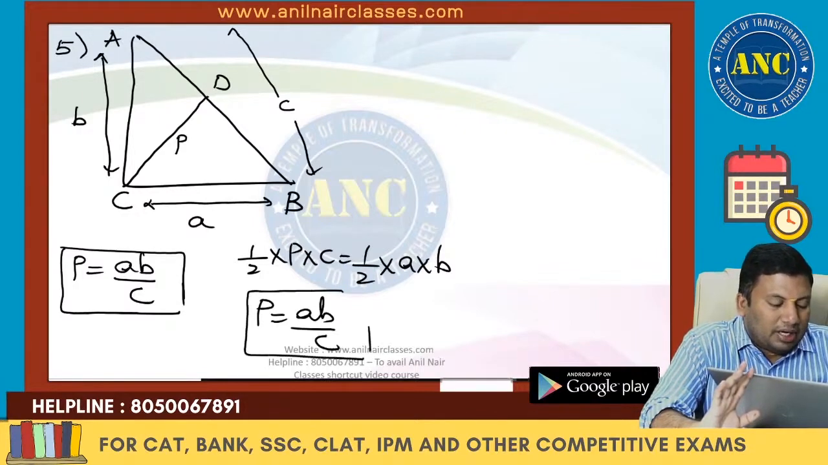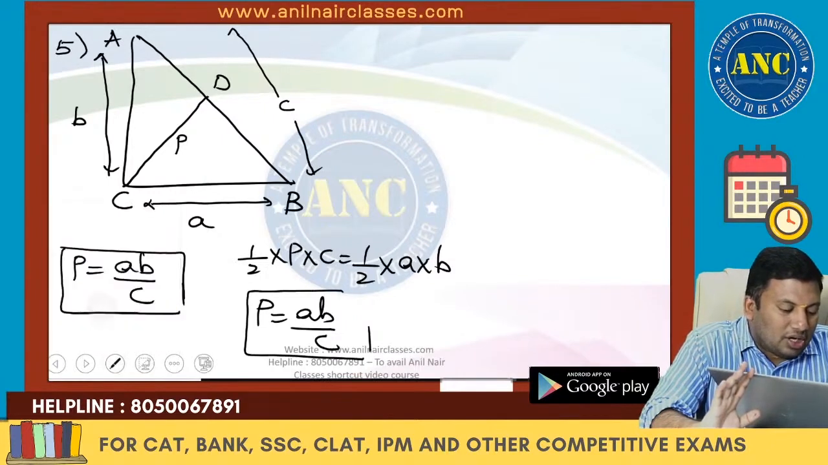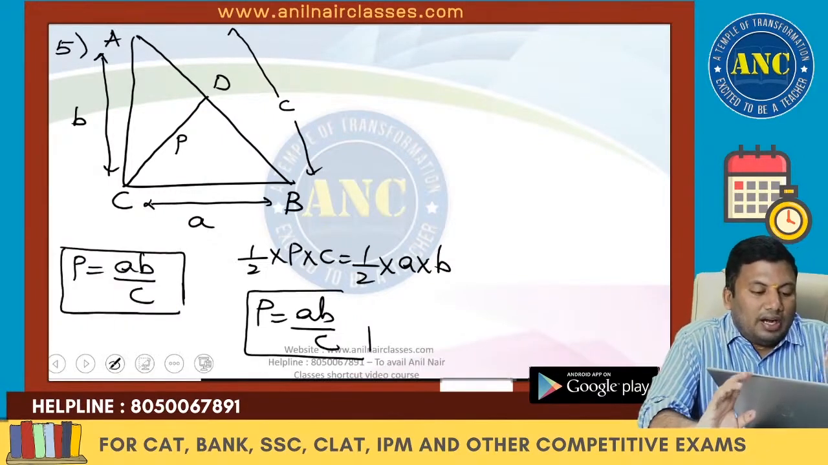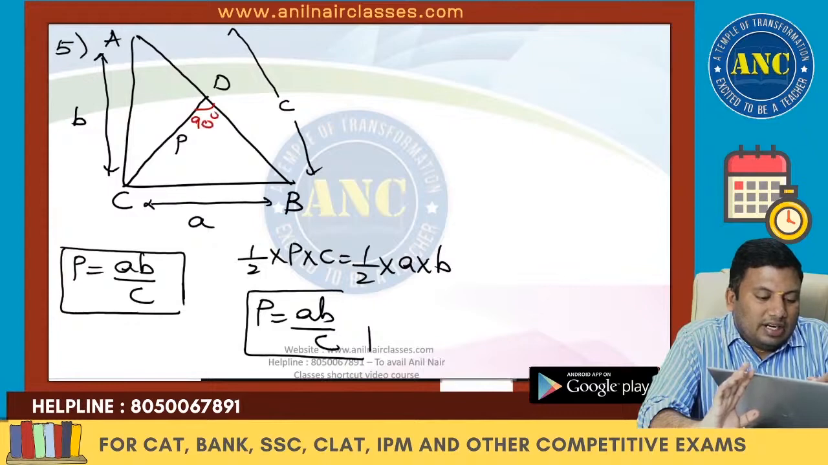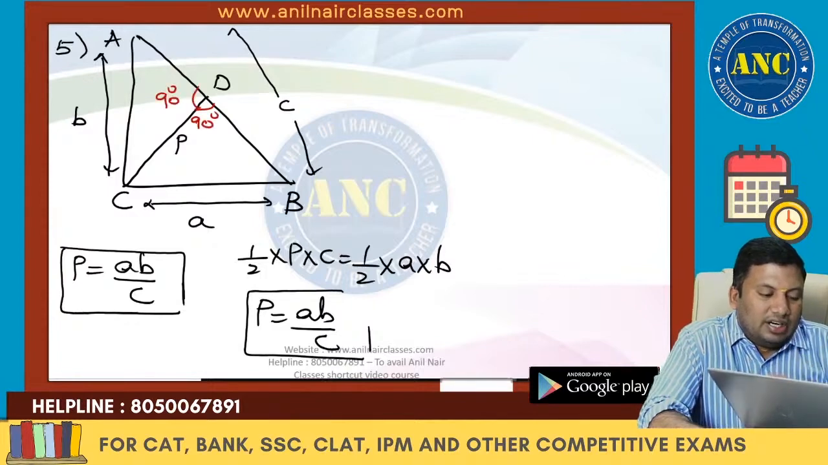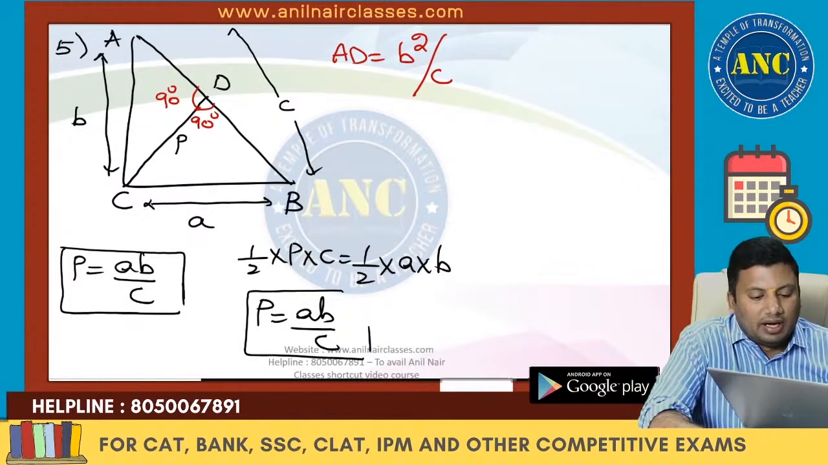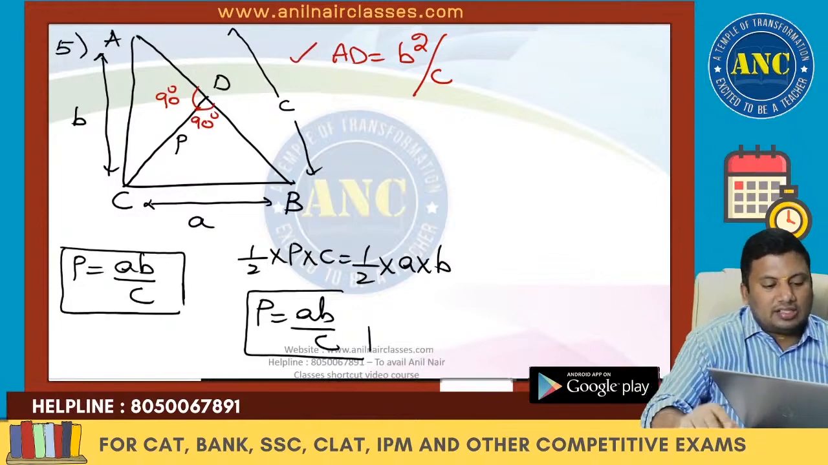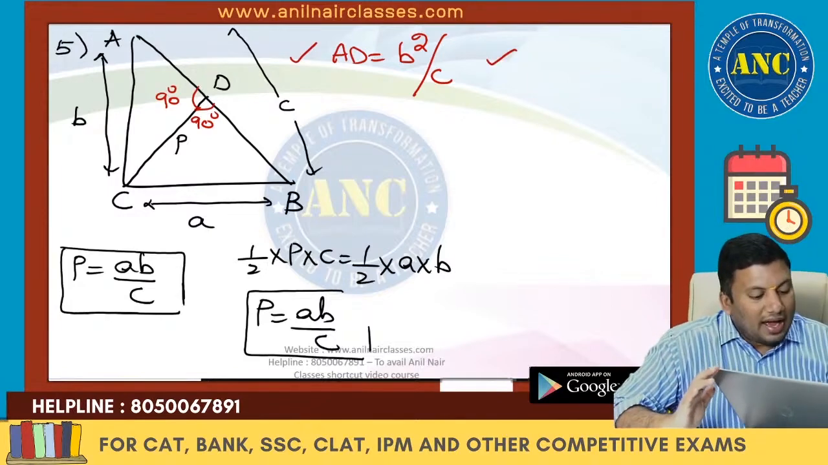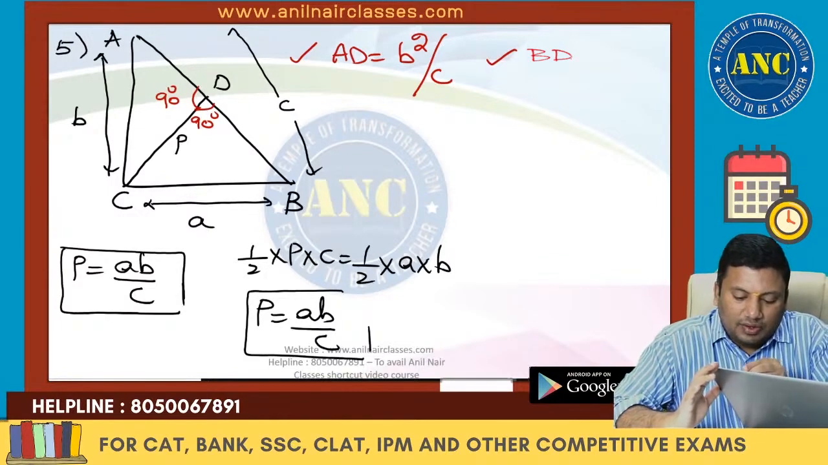Very, very important point. Another point based on right angles, we have already seen it. These are 90 degrees. AD value is given by b square by c, which we proved in our previous class. AD is nothing but b square by c, and the other is nothing but a square by c.